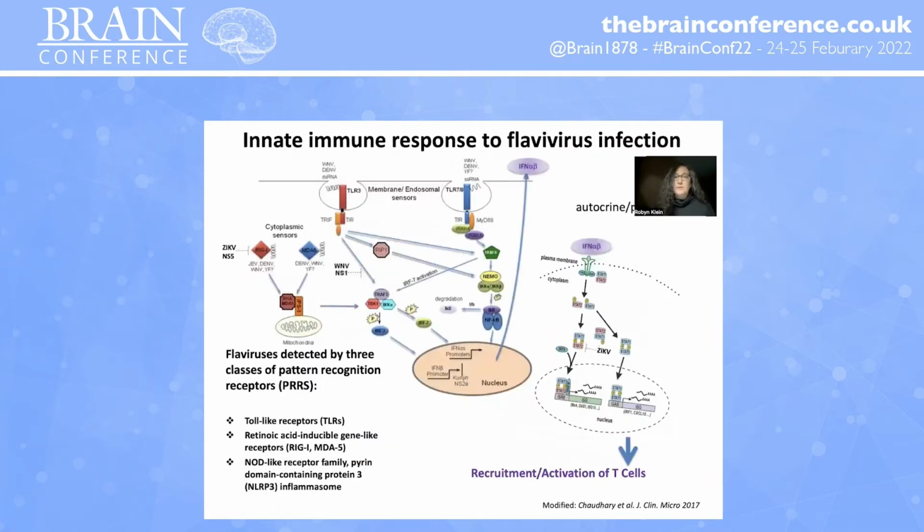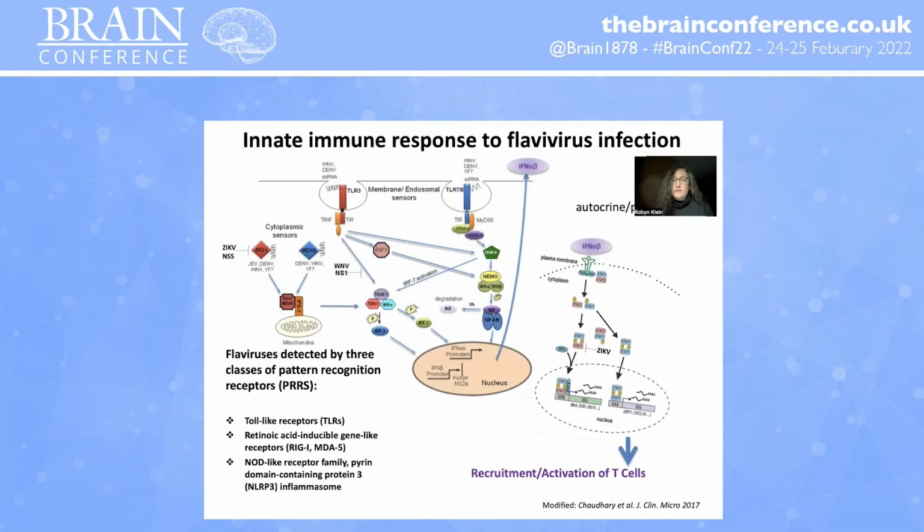In terms of the initial innate immune response to flaviviruses, these viruses are detected initially by three classes of pattern recognition receptors. There are the toll-like receptors shown on the left that can sense viral double-stranded or single-stranded RNA. There are the retinoic acid inducible gene-like receptors, RIG-I and MDA5, and some of the flaviviruses have evolved mechanisms to avoid recognition by these sensors. There's also the NOD-like receptor family pyrin domain containing protein 3, or the NLRP3 inflammasome, which can also sense virus, and virus will bind these receptors and induce inflammasome activation.